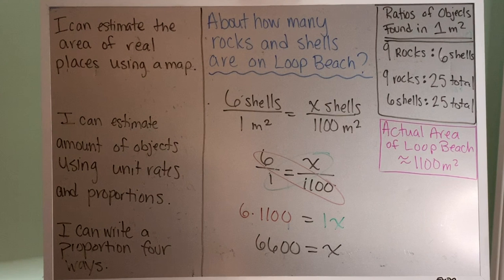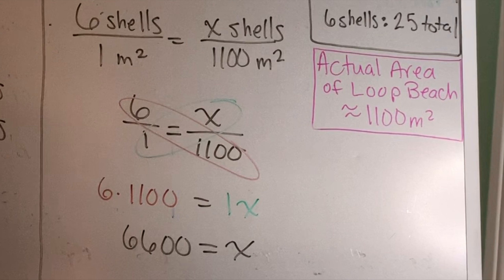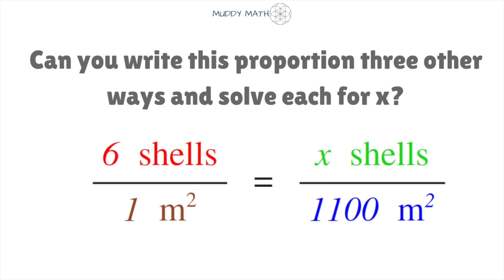Here we will use a ratio including shells and meters squared to show how we can estimate how many shells are on Loop Beach. We will use cross products to solve this. Using cross products, we multiply the numerator of one ratio to the denominator of the other and set those two products equal to each other. So here you see we have 6 over 1 equals x over 1100. Multiply 6 by 1100 and set that equal to 1 times x. Simplify and we get x equals 6,600 shells. Can you write this proportion 3 other ways and solve for x?